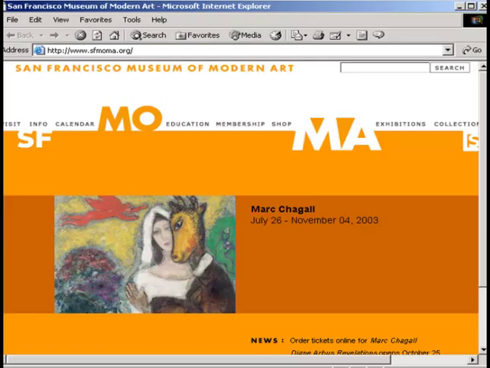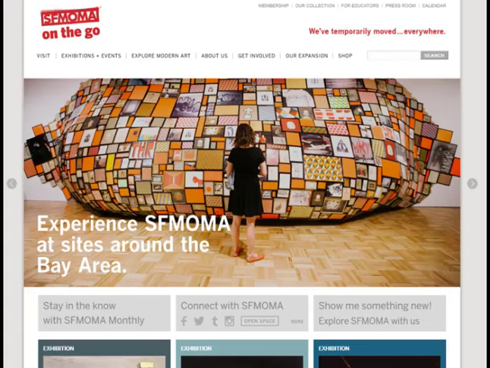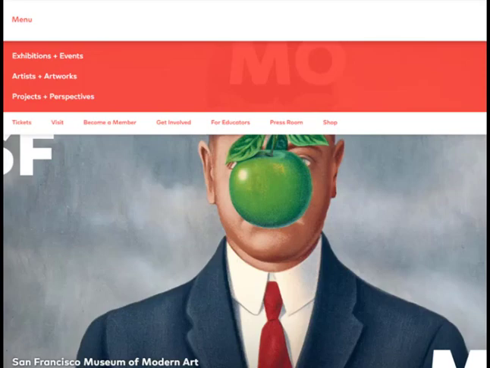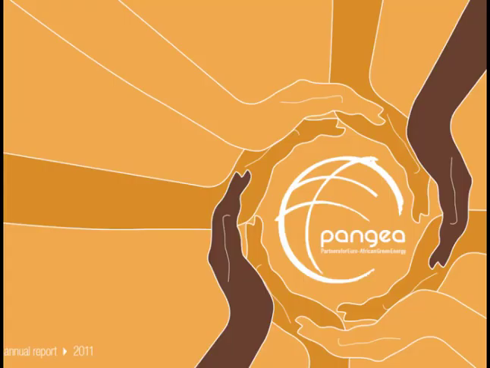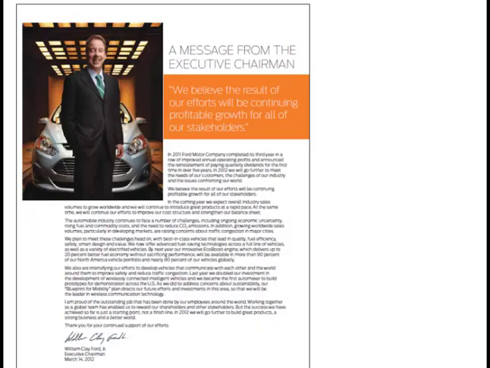Because orange is associated with creativity, sometimes museums like the San Francisco Museum of Modern Art use orange in their materials, and this is a capture of their website years ago. And a capture of the site a couple of years ago when they were rebuilding the museum and moved the museum into a traveling pop-up format. The last few years, they've used an interesting shade of red on their site. This is the cover of an annual report by an org called Pangea, and an interior page from a 2012 Ford annual report.